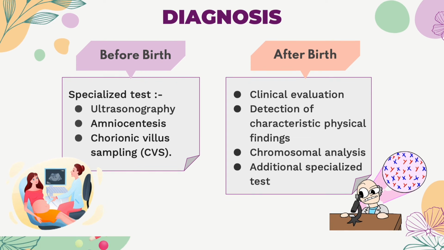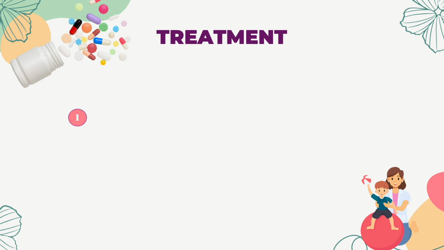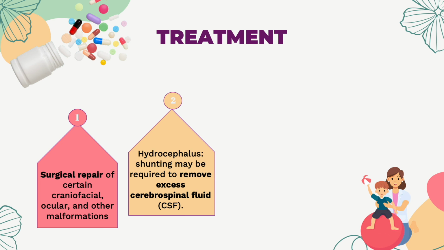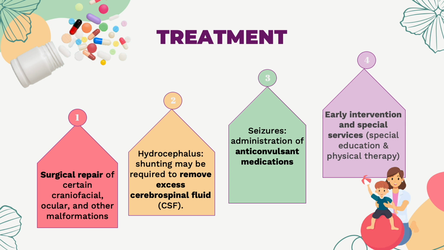For some affected individuals, physicians may recommend surgical repair of certain craniofacial, ocular, or other malformations associated with the disorder. In affected individuals with hydrocephalus, shunting may be required to remove excess cerebrospinal fluid. For individuals affected by seizures, treatment may include the administration of anticonvulsant medications to help prevent, reduce, or control seizures, and last but not least, early intervention and special services, which are special education and physical therapy.